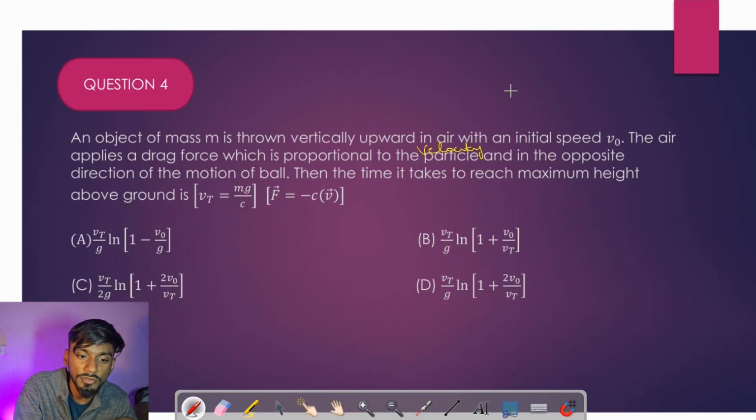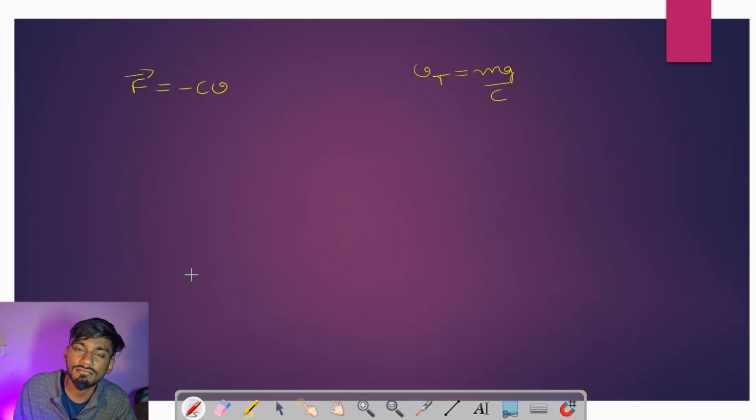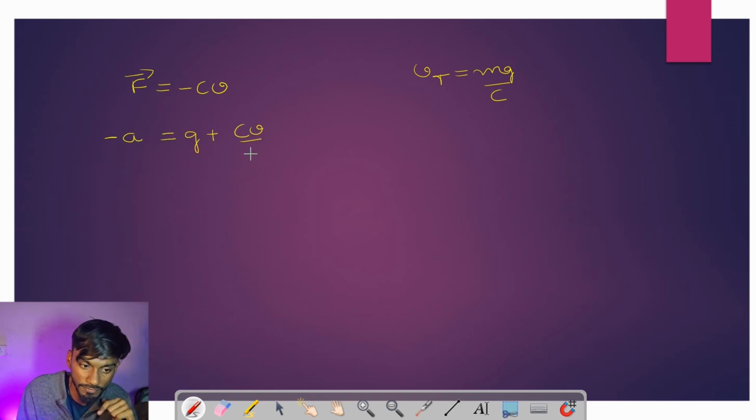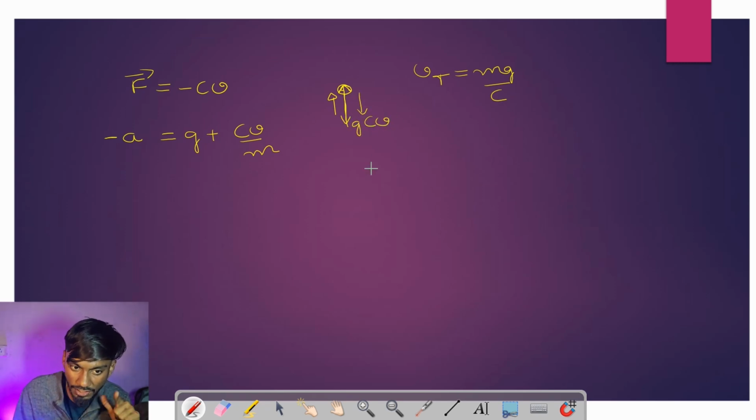Now we know that they are asking for the time taken to reach its maximum height. Whenever you have the drag force, for the acceleration just mention minus a as g plus cv by m. We know why it is like that. The particle will move upward, but gravity mg, at the same time the resistive force cv, acts downward, right? So if I say minus ma is equal to mg plus cv, talking about forces, then from here I can say minus a is equal to g plus cv by m.